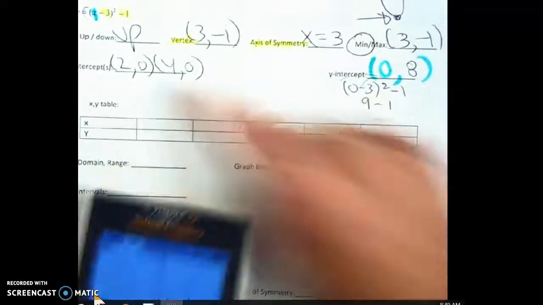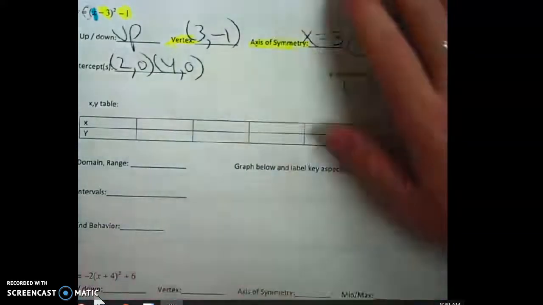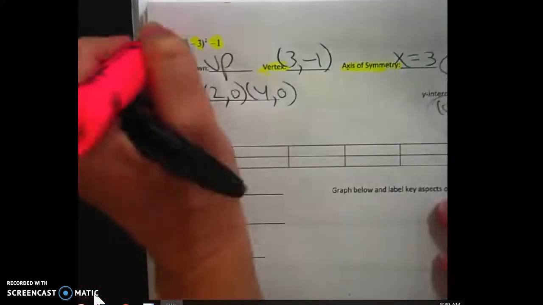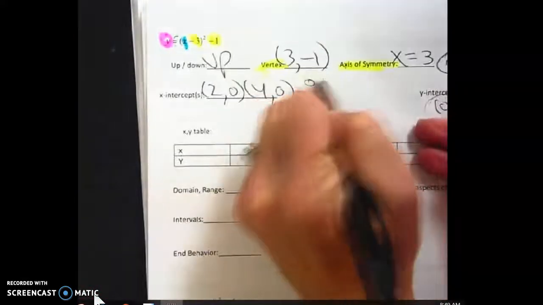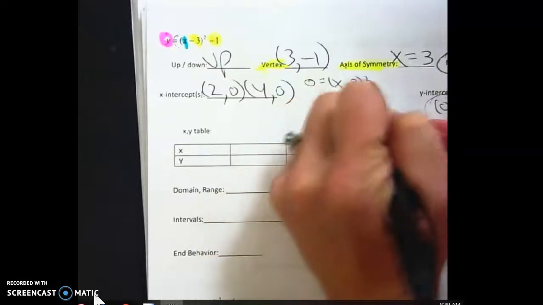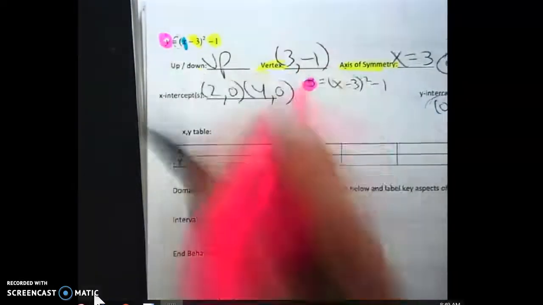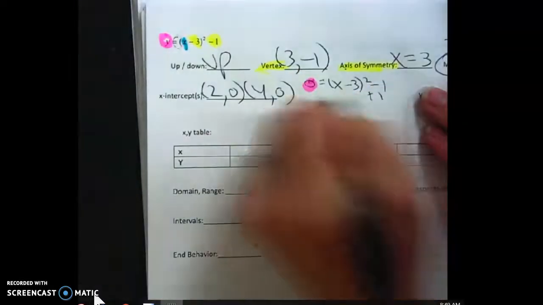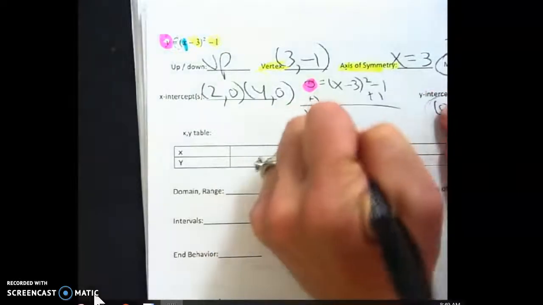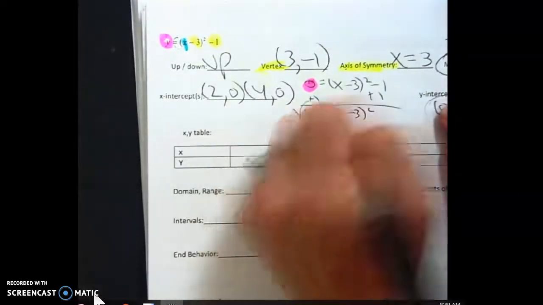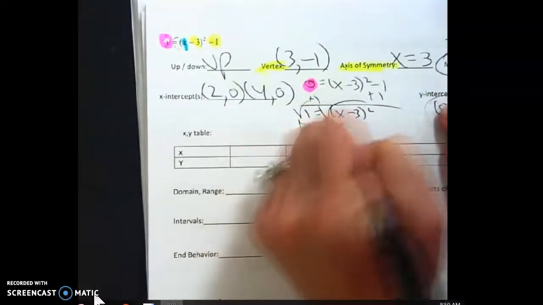Now I need to actually show that I didn't just copy it off the calculator. So how do I get the x-intercept? I set this equal to 0. So I'm going to go 0 equals x minus 3, squared, minus 1. So I add 1 to both sides. 1 equals x minus 3, squared. Square root, plus or minus 1 equals x minus 3.